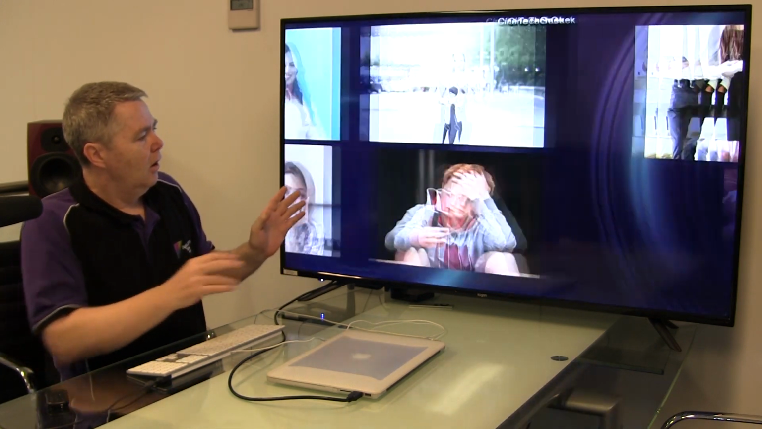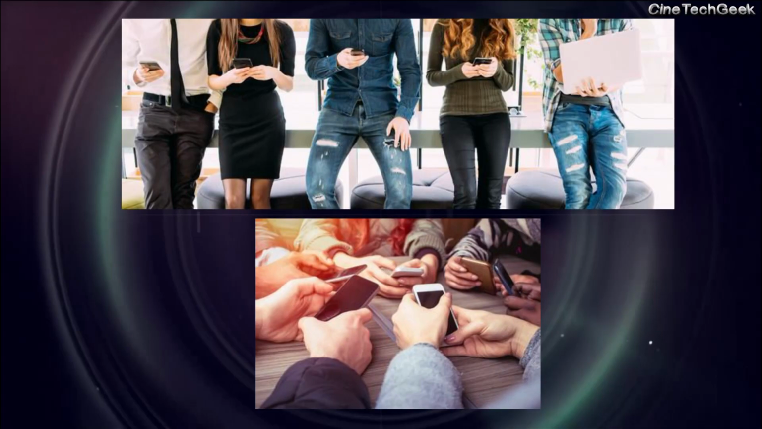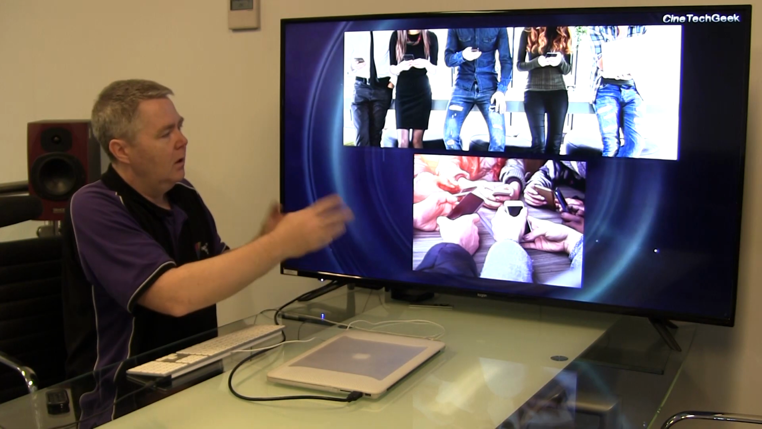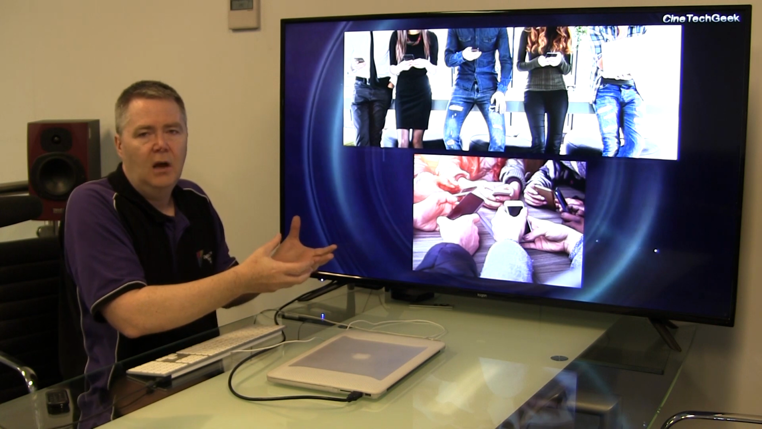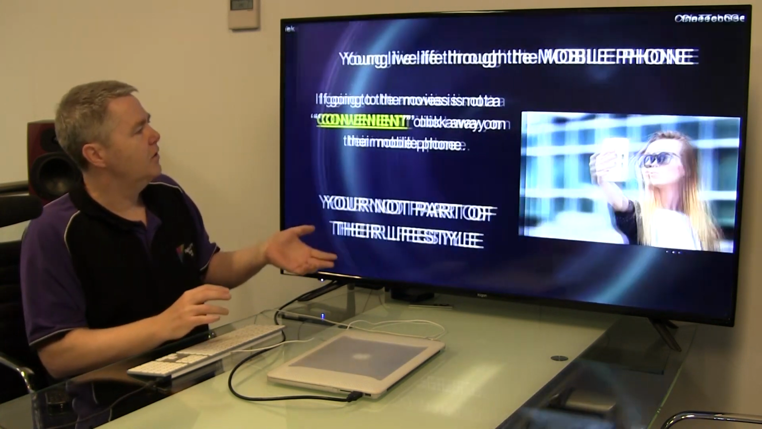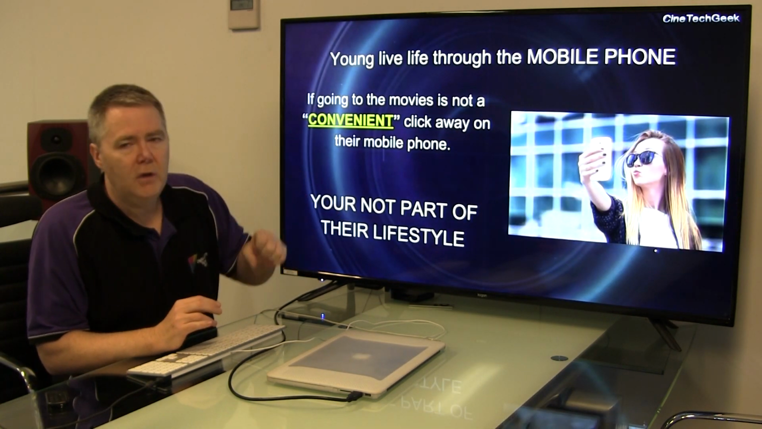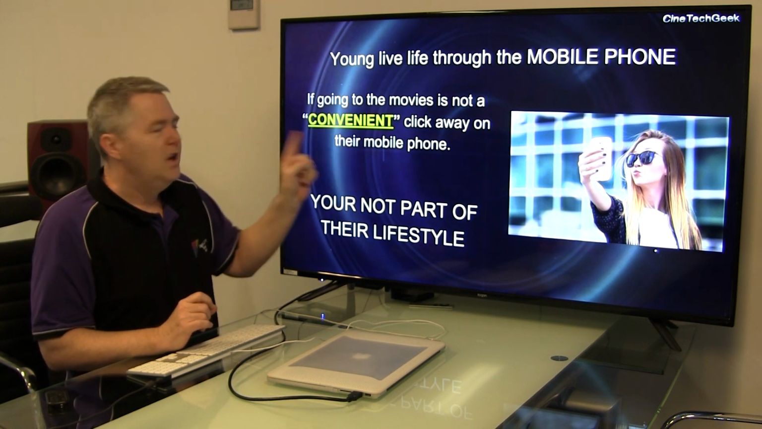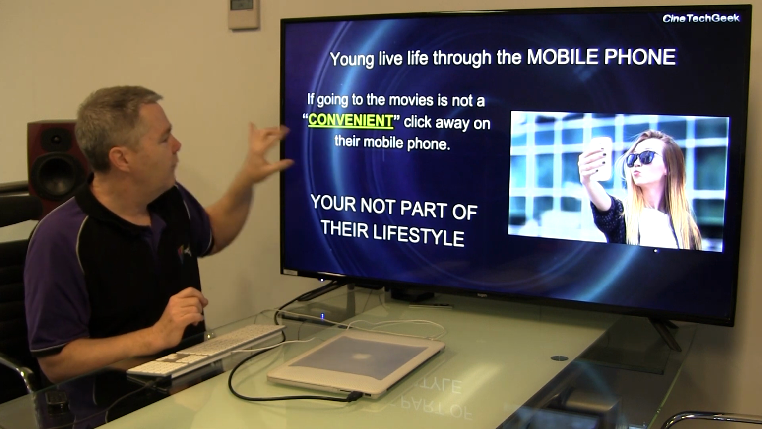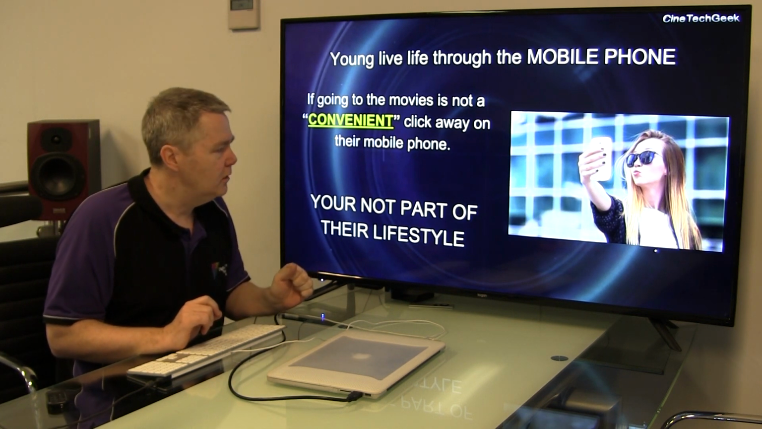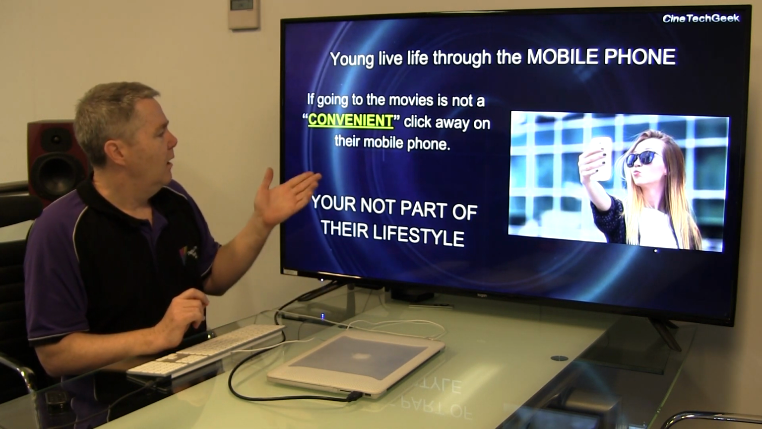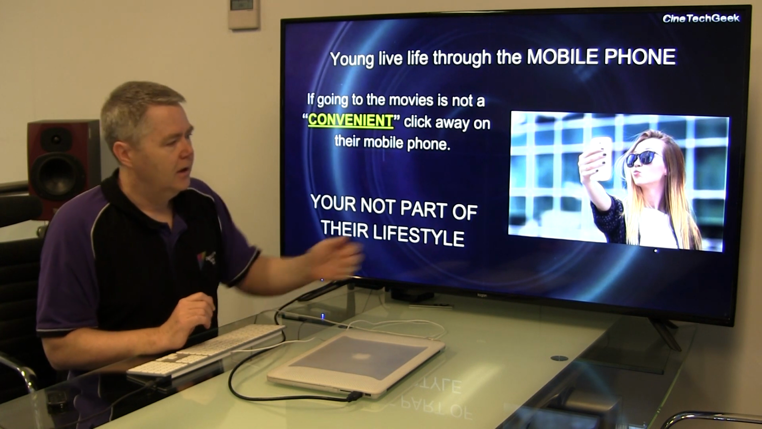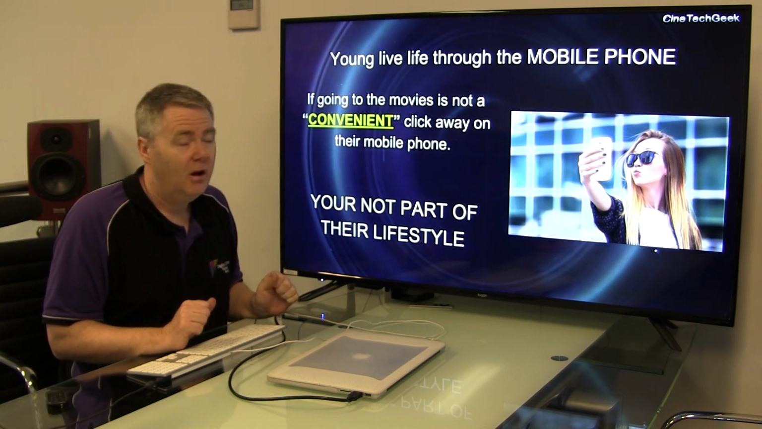They also do things together through their phones. So if you're not in this context, are you in their life? Are you in their lifestyle? So the young live through their mobile phones. If going to the movies is not "convenient" (I've underlined it, I've coloured it, I've put inverted commas around it, it's that important), it should be a click away on their mobile phone. It's their lifestyle, it's how they live, right?